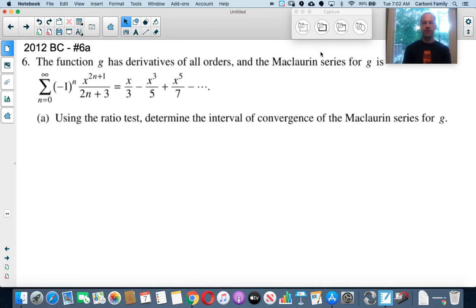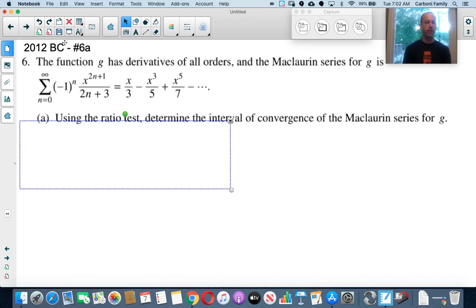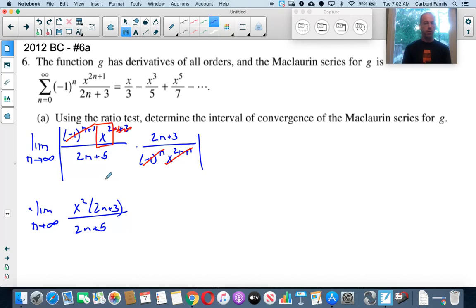So we have this function, G. We have a Maclaurin series for this. They tell you to use the ratio test. They shouldn't have to, because if you see interval of convergence, you should know that that means ratio test. But we will set up the ratio test here, which again, I've already done. And there is our setup. And now we will reduce and cancel this.